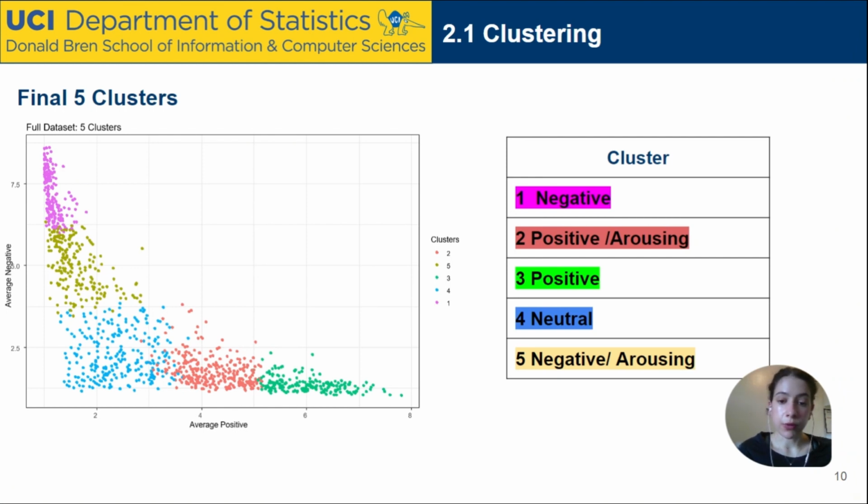Further, cluster 4, the blue one, is called neutral as it has a relatively even score in the positive, negative, and arousal categories. And they're all close to around 2 for all 3 measures. And it's located on the dot plot in the very center between the 2 axes in blue.